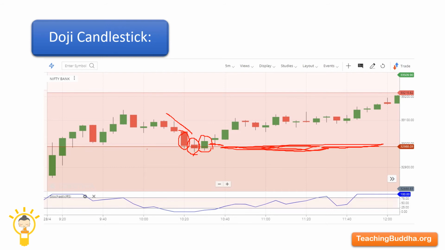As you can see, there is support here. If you see a doji formation after a reverse trend, if you see a doji formation exactly at the support price, then there is high possibility that the trend is going to reverse. That is what happened here also. As you can see, you can get more than 0.5% profit. This is the profit.